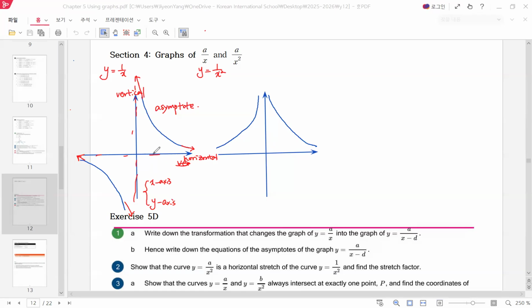But normally they ask you to find the equation of asymptotes. So the equation of the x-axis is y equals 0, which is the horizontal asymptote. The equation of the y-axis is x equals 0, a vertical asymptote.